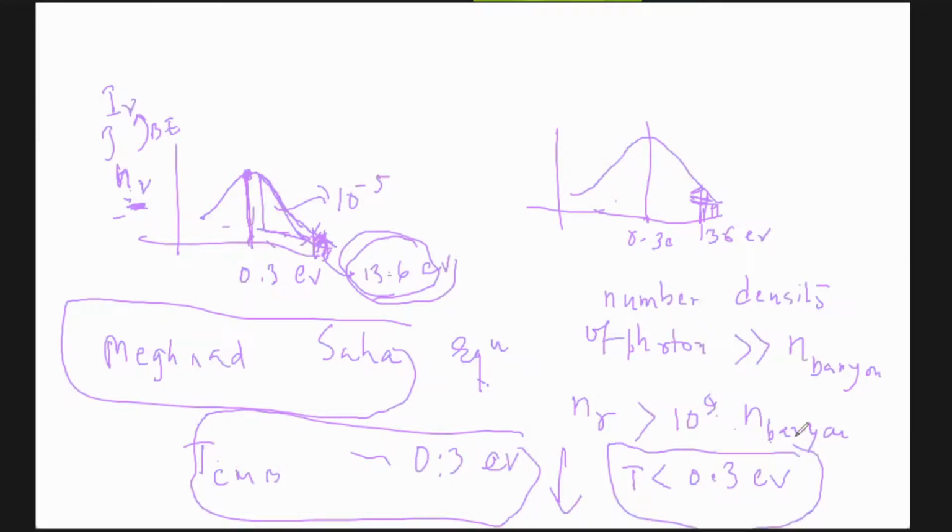Not a very straightforward calculation. 10 pages of calculation of the ionization equation, the fraction of ionization by Saha. This is an Indian scientist. They used an Indian scientist's equation to find this. So CMB happens at a much lower temperature than 13.6 electron volt. Is it clear? Yes, sir. So this gives you an idea.